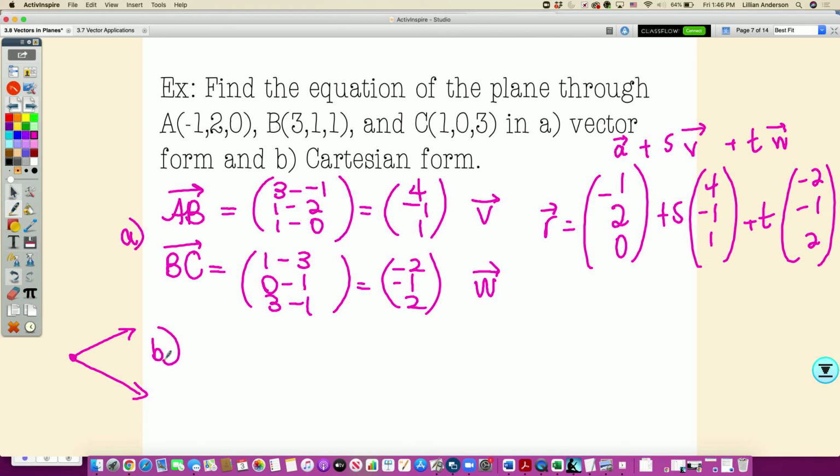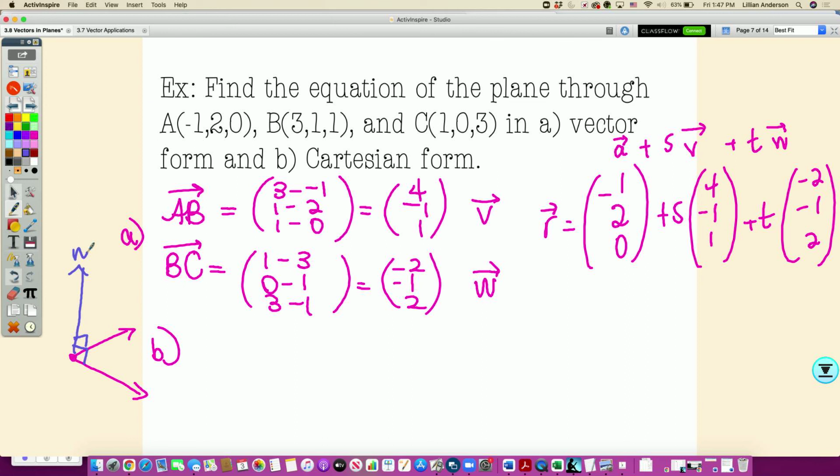Alright. So now let's do it in our Cartesian form. Remember our Cartesian form is the AX plus BY plus C equals the rest, okay? This is where we would need to find that normal vector, the one that's perpendicular to our two non-parallel vectors that are on the plane.